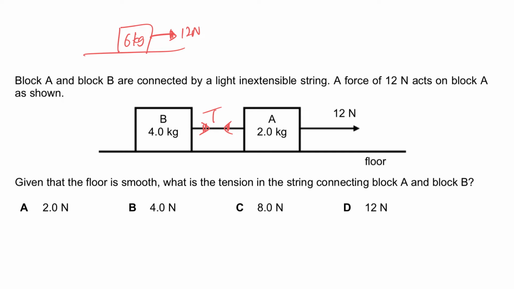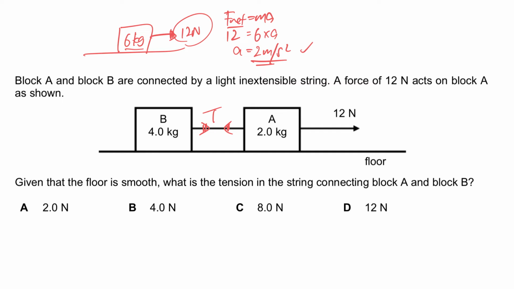So if you have this information, you have a net force and you have a mass, you should think about F net equals MA. The only force, which is the net force, is 12 Newton, the mass is 6, and you can find that the acceleration of the box moving to the right is 2 meters per second squared, meaning the acceleration of this is 2, and the acceleration of this is also 2 meters per second squared.